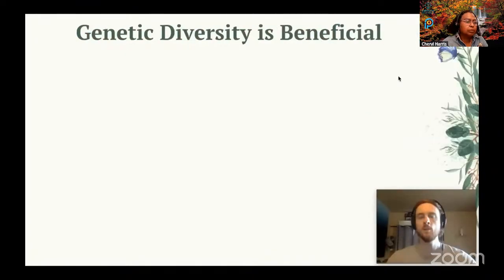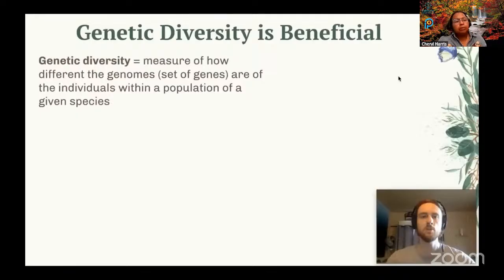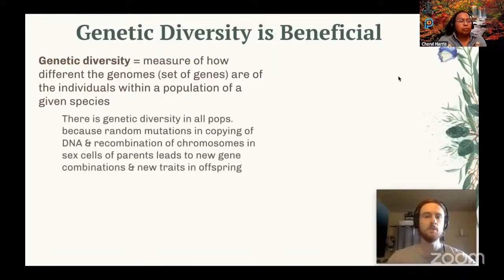So now we'll talk about why genetic diversity is beneficial to populations. So genetic diversity is a measure of how different the genomes are of the individuals within a given population. Now, I want to point something out, and that's that this is not an all or nothing attribute. So all populations have genetic diversity, and it's there because there are random mutations that happen in the copying of the DNA in those organisms, but also because of recombination of chromosomes within the sex cells of the parents. Those two things give rise to new combinations of genes and also new traits altogether. And so all populations have some degree of genetic diversity. It's not like a population either does or doesn't have it.